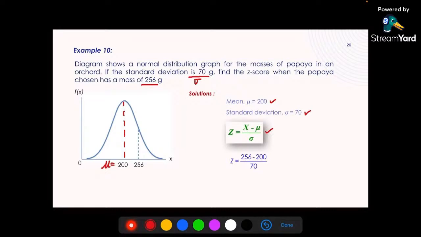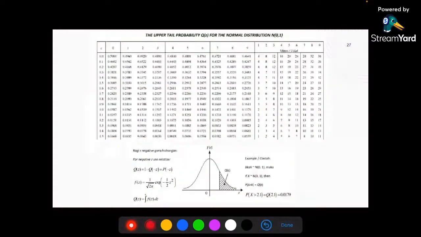Okay, now kita akan belajar, ini ambil masa sikit, kita akan belajar how to read the graph, the table, normal table. Okay, kita tengok dahulu yang kat sini, table ni dahulu, saya teacher explain a bit about the table here. Okay, nama table ni, kalau kita tengok dekat sini, nama dia adalah the upper tail probability for the normal distribution. Ni untuk standard normal lah.